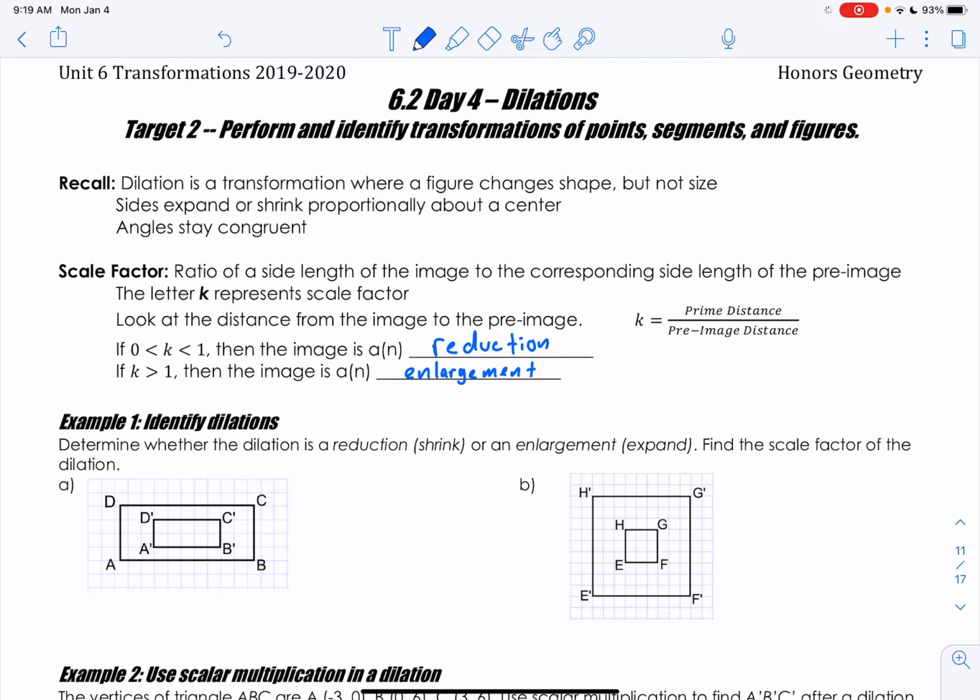We are going to be doing our final transformations today, which is dilations. Remember, we've already done rotations, reflections, and translations. This is going to be our last one here. All right, so first up, what is a dilation?